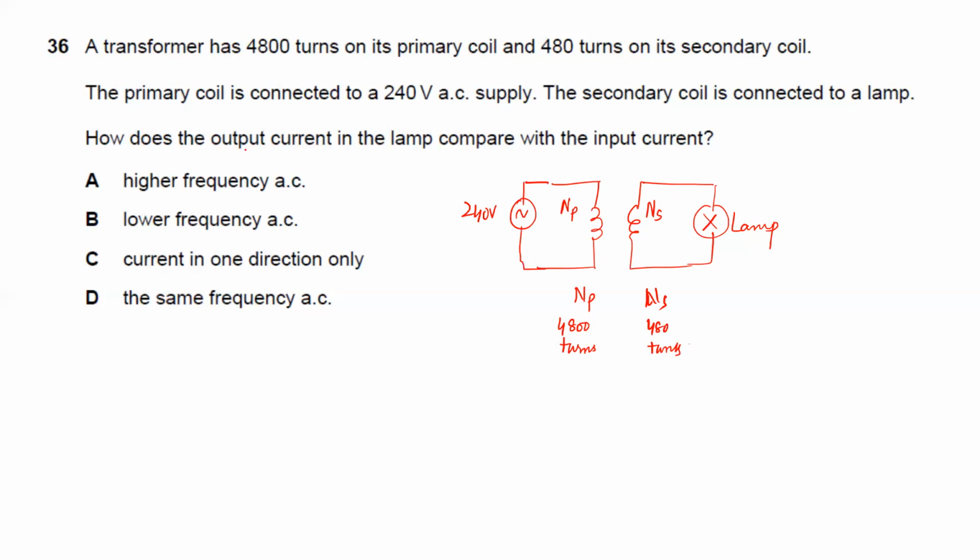Now, how does the output current in the lamp compare to the input current? Higher frequency of AC? In a simple transformer, the input frequency will be the same at the output, there is no up or down in frequency on the output side, so it remains the same. Current in one direction only? No, this is a sinusoidal current, so the current changes its direction. So it's the same frequency as AC. Yes, so answer D is the best choice.